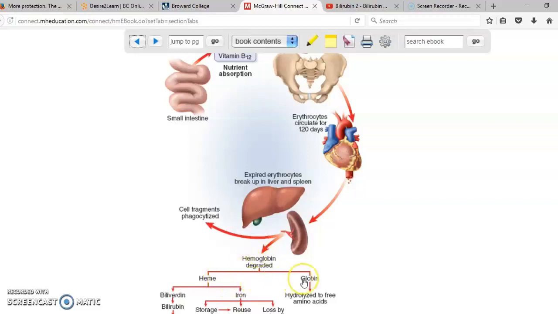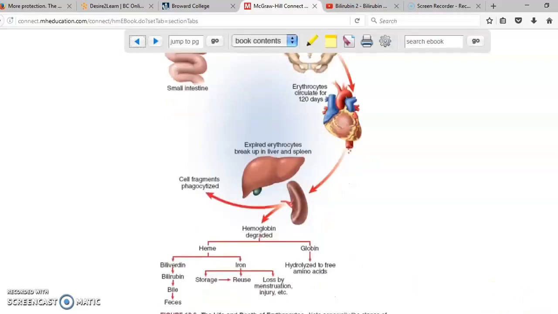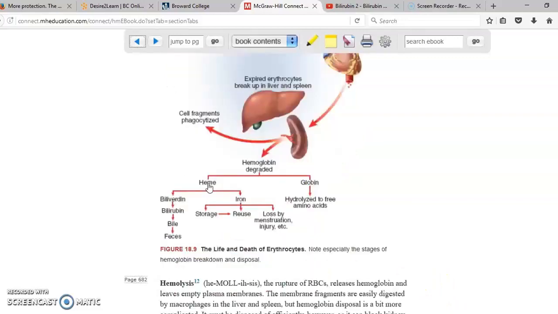Heme and globin. So the first step in destroying this inside the macrophage is going to be to separate the heme and the globin. We said the globin is just a protein. So then that part is going to get destroyed into amino acids. Here you go. Now we said the heme has 2 parts. So the heme is going to get separated into iron, which is going to get stored in the liver for reuse if it's necessary. And the other part, the heme, is going to get transformed into biliverdin, bilirubin, bile, and then it is going to go to the feces.